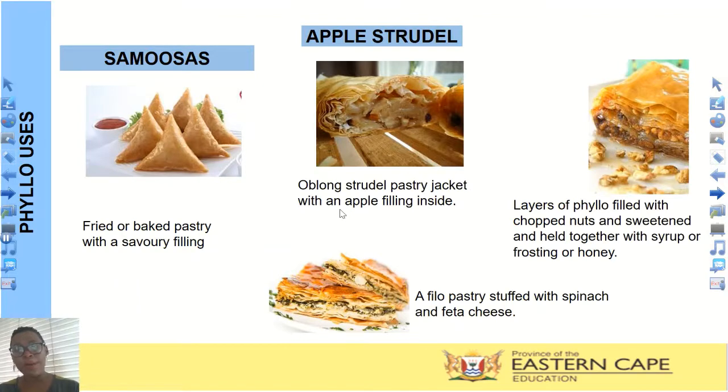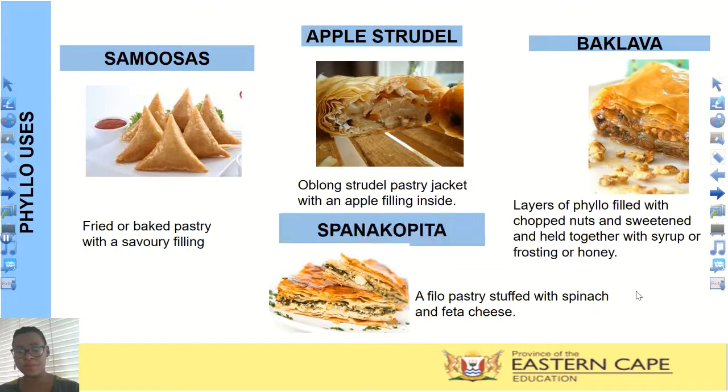From your strudel pastries or your phyllo pastry, you have your apple strudel, okay, which basically has your apple filling inside. Then you have your baklava, which is layers of phyllo pastry with chopped nuts in between, and a very thick syrup as a frosting, or you can also use honey. It is very, very sweet. Then you've got your spanakopita. This is a phyllo pastry that has been stuffed with spinach as well as cheese.